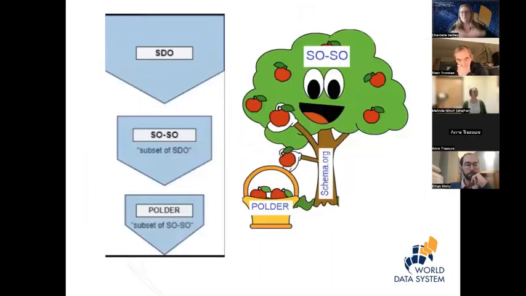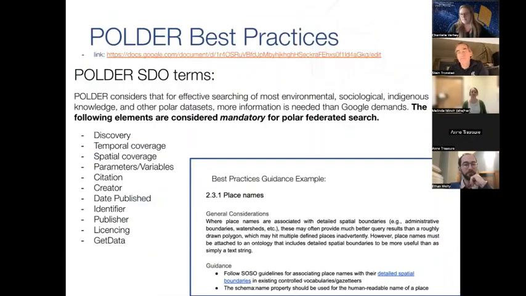So how I like to describe it, you have schema.org as your base terminology. You have your Science on Schema, or your SOSO, as your subset, where they picked and chose what they liked for the earth science community. And then we have POLDER, one step lower, where we're picking and choosing the best terms to implement in polar repositories that would enhance data discovery for polar data sets. And that all stems to our POLDER best practices.